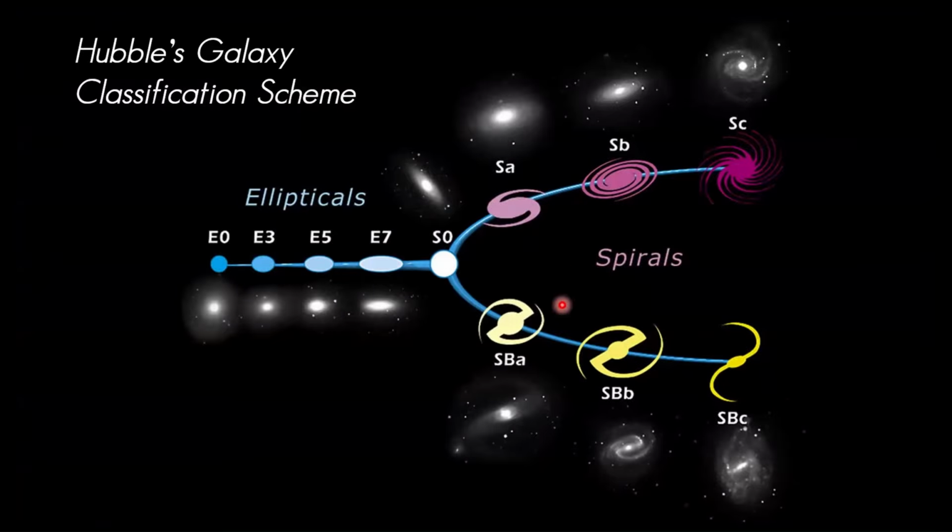So now we go to the barred spiral galaxies because from the central bulge, they have a bar of stars and dust and gas and clusters, and emanating from the end of the bar are spiral arms. If you're an SBA galaxy, you're a barred spiral with tightly wound arms. If you're an SBC galaxy, you have a barred shape with very loosely wound arms. And again, SBBs are intermediate barred galaxies.